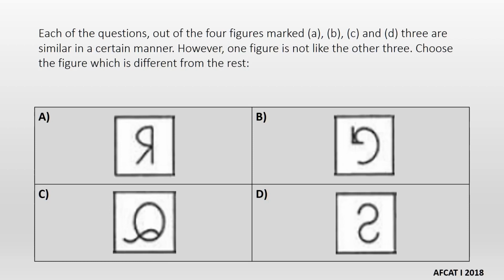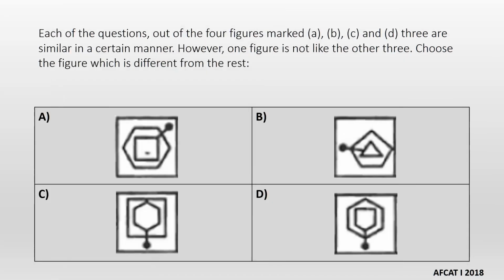So if you see A, C and D are mirror images of R, Q and S, that is some alphabet, but B is not a mirror image of any alphabet, so the odd one out is B. In this again we have to find the odd one out. You can think of the answer.